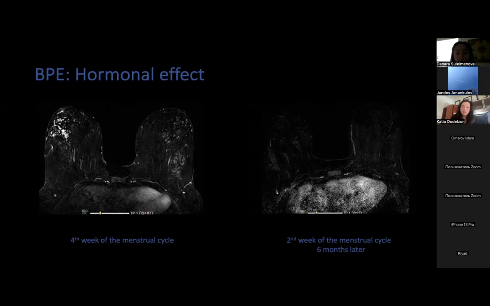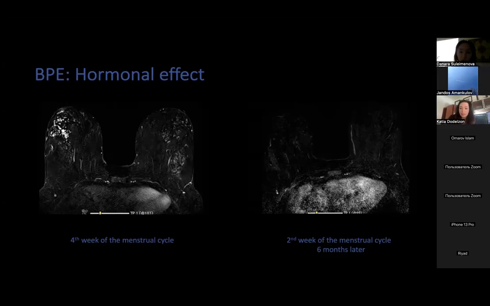So 6-month follow-up was recommended. Biopsy could have been recommended as well. This is sort of on the edge here because of the asymmetry. When she came back, we recommended she comes during that 2nd week of the menstrual cycle. So she came on day 7, and you see that all of that enhancement is completely gone.